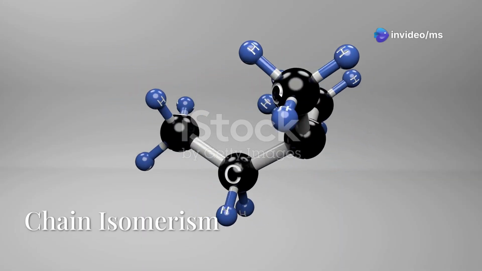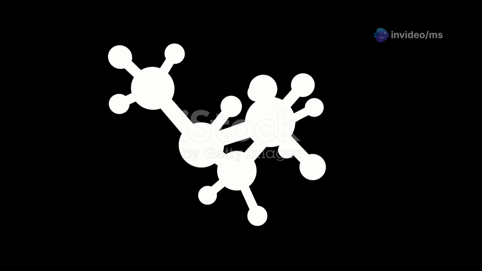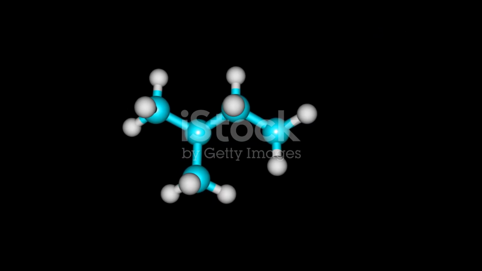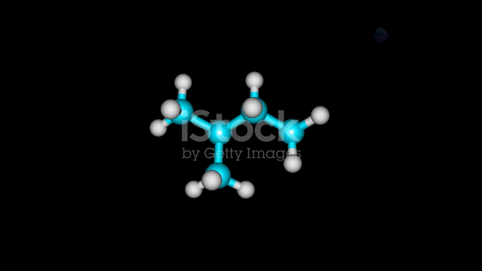Chain isomerism. This occurs when compounds have the same molecular formula but different carbon chain arrangements. For example, C5H12 can be pentane, 2-methylbutane or 2,2-dimethylpropane.